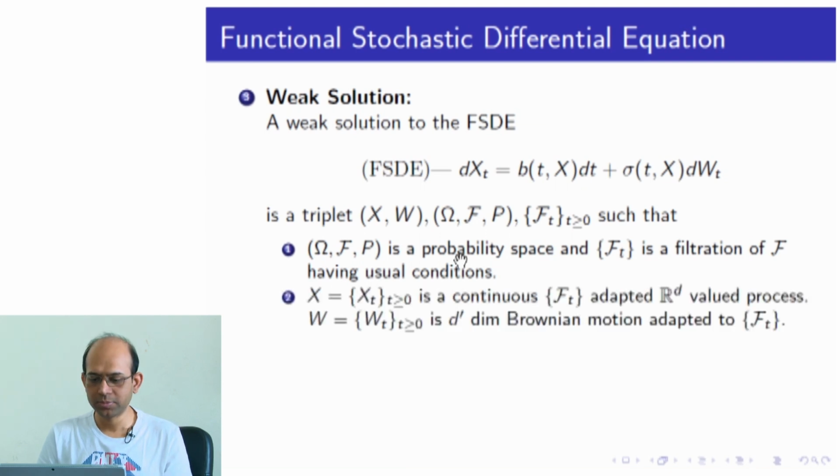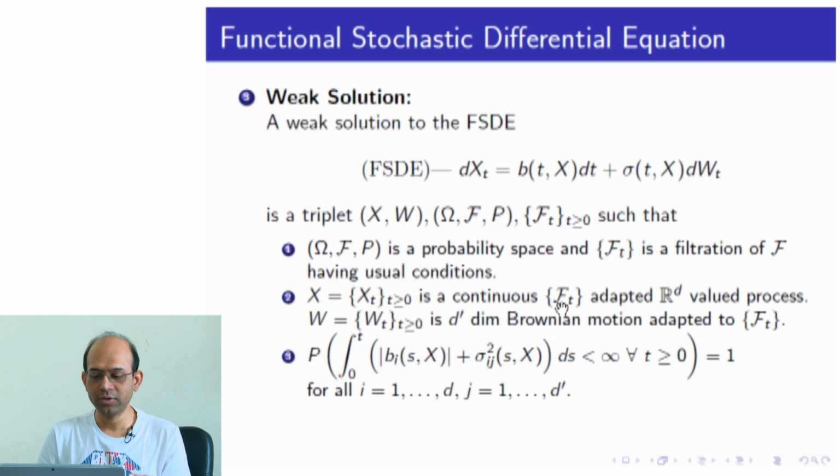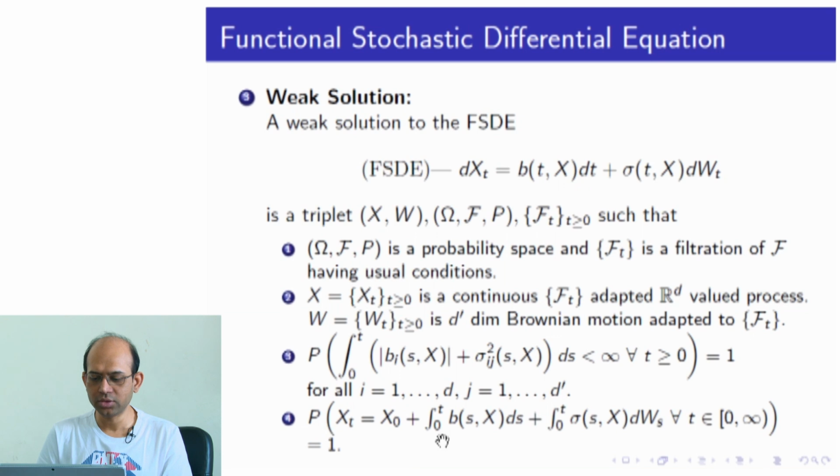The explanation of these symbols is given below. Omega, F, P is the probability space, and F_t is a filtration of F having the usual conditions. X is a continuous F_t-adapted R^d-valued process, and W is a d prime dimensional Brownian motion adapted to F_t, and the probability that the integral of |b_i| plus sigma_ij squared is finite for all t is 1. This integral is a random variable, but it is finite with probability 1 for all t, for every choice of i and j. This is quite similar to before, and this condition we have also seen earlier.